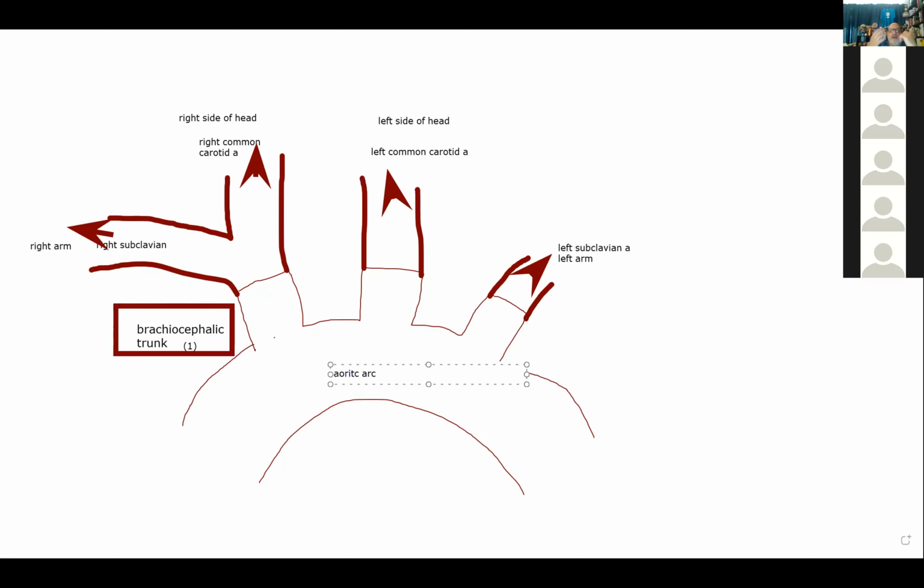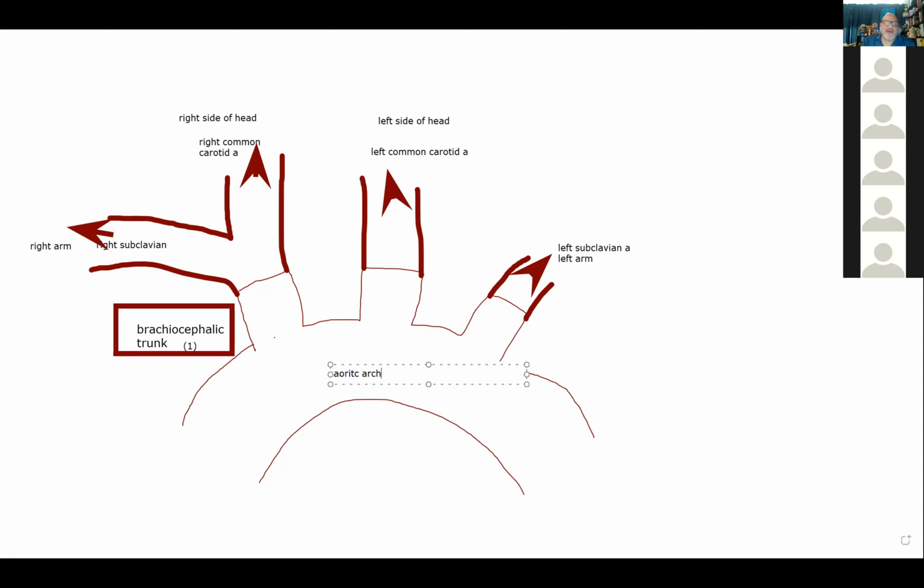So if you think about it, the blood vessels coming off the aortic arch go to 4 locations. Left arm, left side of the head, right side of the head. 4 distinct locations, but they do that with only 3 branches coming off of the arch. And that is because of the brachiocephalic.